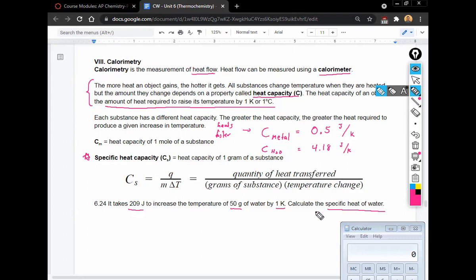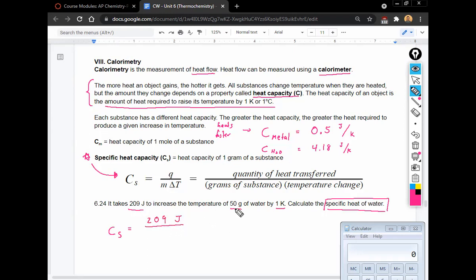Yeah, CS, right? It's asking to calculate the specific heat of water. And then we said specific heat is CS. So we're going to be looking for CS, which means we need to plug in Q, M, and delta T. So we're solving for CS. Say 209 joules. If it's in joules, is it heat, mass, or temperature? Yeah, heat. Joules is always going to represent heat. So that's going to be 209.